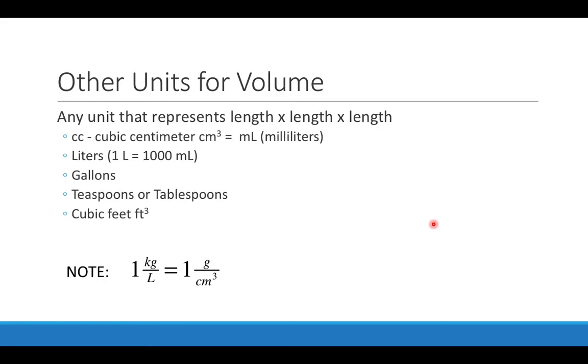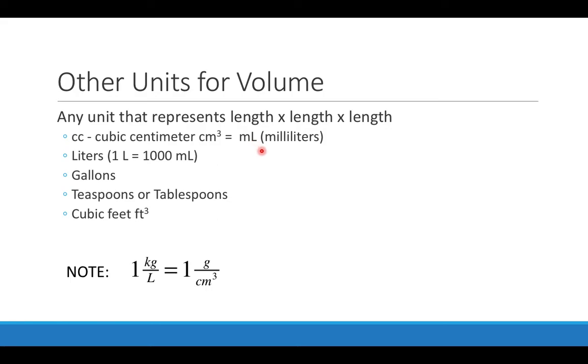I wanted to point out that there are other units of volume, and for the most part we probably won't use most of these, but anything that has length times length times length, where those lengths of course don't all have to be the same size. We've talked about centimeters cubed because we've used that before. It's sometimes written as cc's, or cubic centimeters. And one place that we use this is in milliliters. So a cc, or a cubic centimeter, is the same thing as a milliliter.